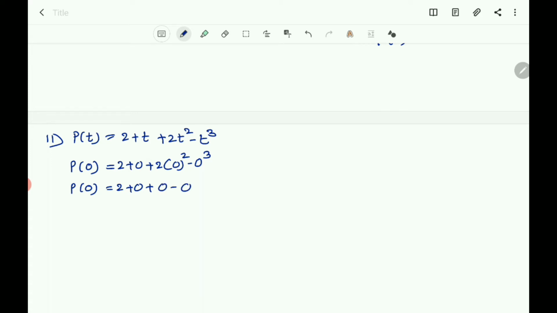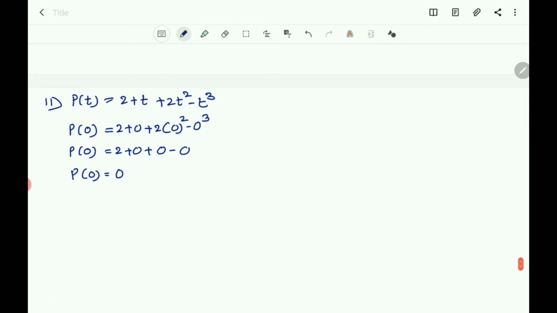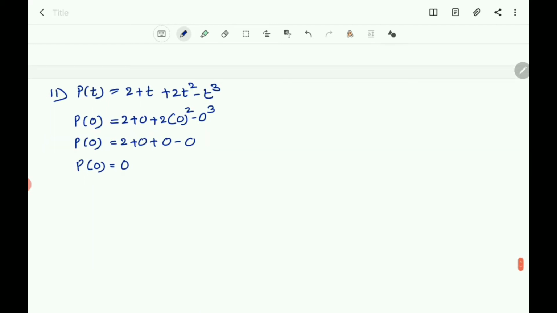0 minus 0. So you will get P of 0 is equal to 2 plus 0 minus 0, that becomes 2. P of 0 is equal to 2.